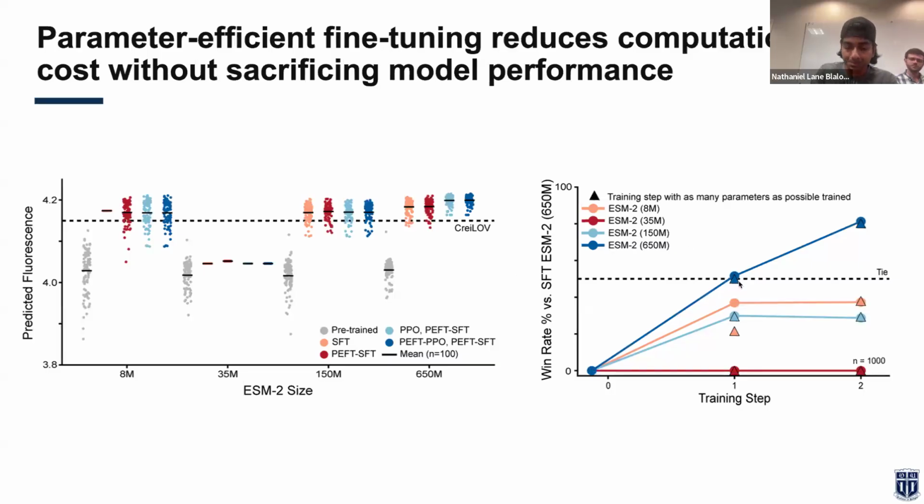You can see in this plot on the right, with this dark blue line indicating ESM 650, that there is an immense benefit after just one epoch of training using this PEFT method with PPO. And the performance gain that you get, even if you update all the parameters, is slightly worse than if you only update a subset of them. So that's the first big thing that we observed as we were doing this.